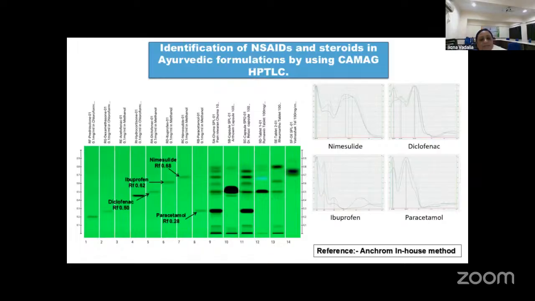We have analyzed more than 25 samples, and out of those 25 samples we are able to see that the majority of the samples contain the adulteration of diclofenac or prednisolone. So these two adulterants are very prominent in many herbal formulations, and those herbal formulations are generally used as a painkiller, or people use them for joint pains, arthritis and rheumatoid arthritis.